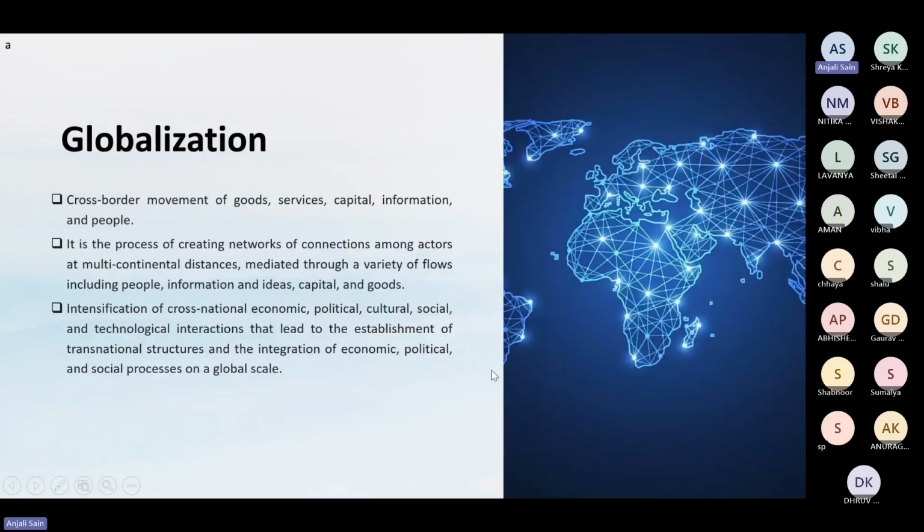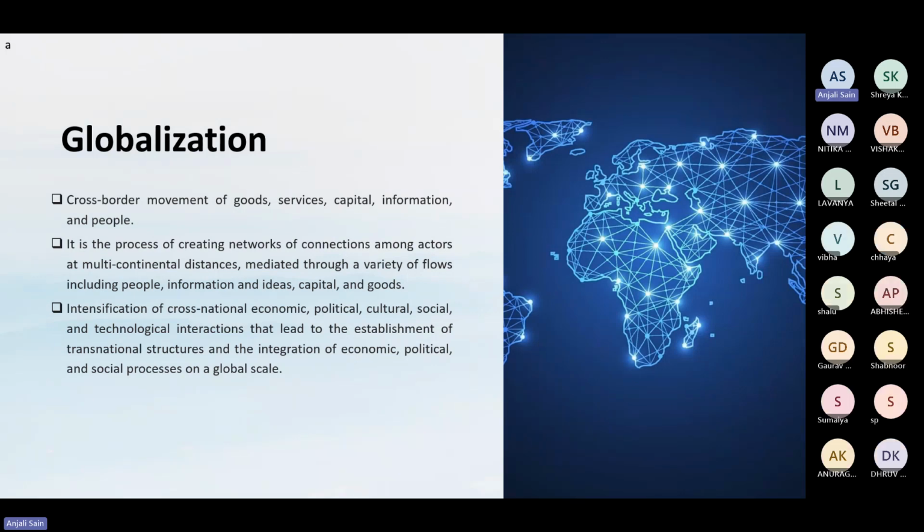Then we'll move forward. Then comes the concept of globalization. Now what is globalization? Globalization is the cross-border movement of goods, services, capital, information and people. What is happening in this? Our goods, our services, our capital, our funds and information, and the people are also moving across borders.